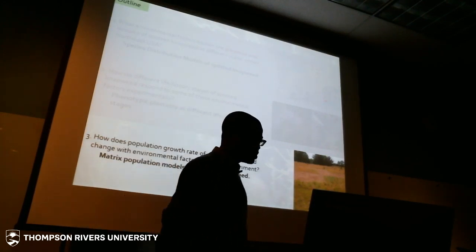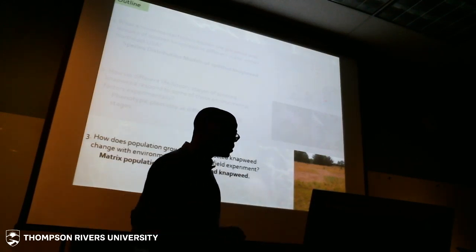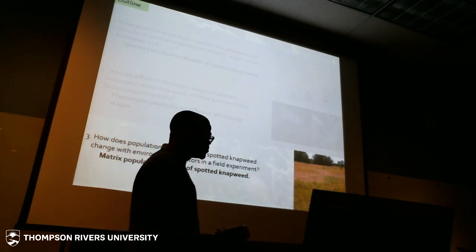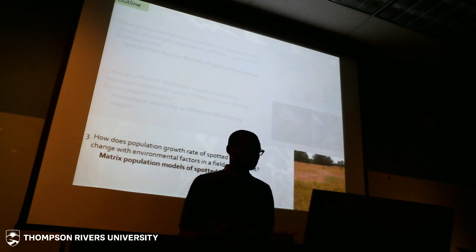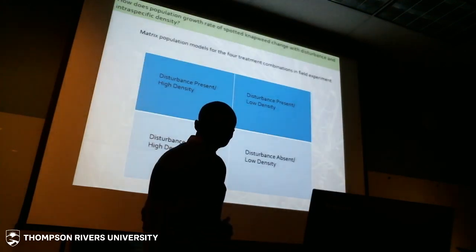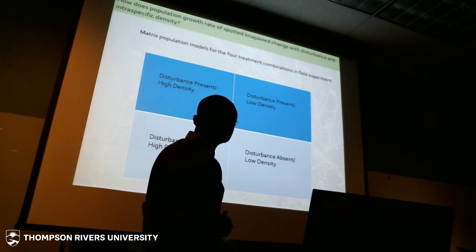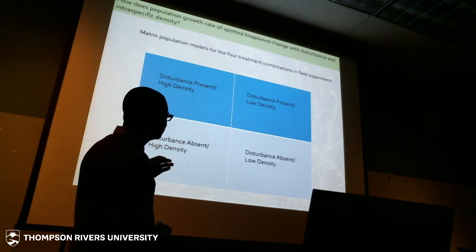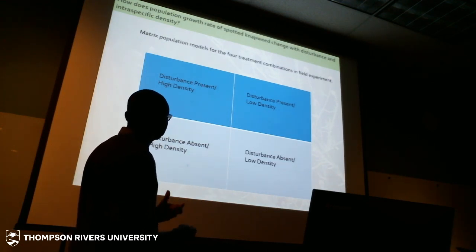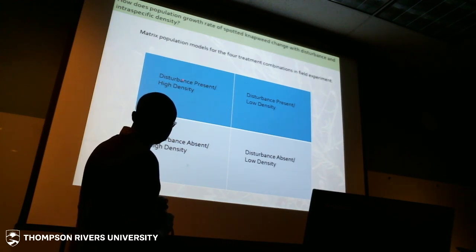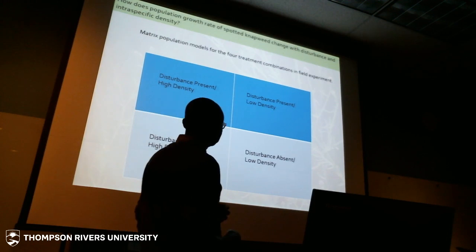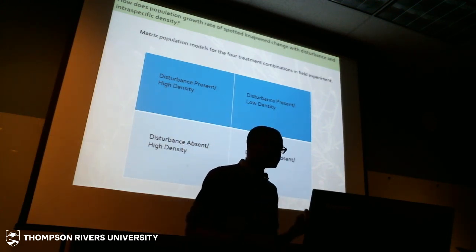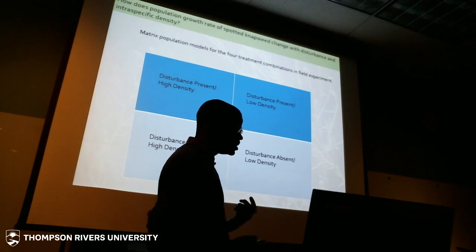Finally, I constructed demographic models in order to see how the population growth rate of spotted knapweed changes with the environmental factors that I chose in the field. And so this in general was the structure of the environmental factors. I had in general 4 combinations of treatments: disturbance present, high density; disturbance present, low density; disturbance absent, high density; and disturbance absent, low density. And I wanted to see in which of these cases the growth rate would be highest in the field.